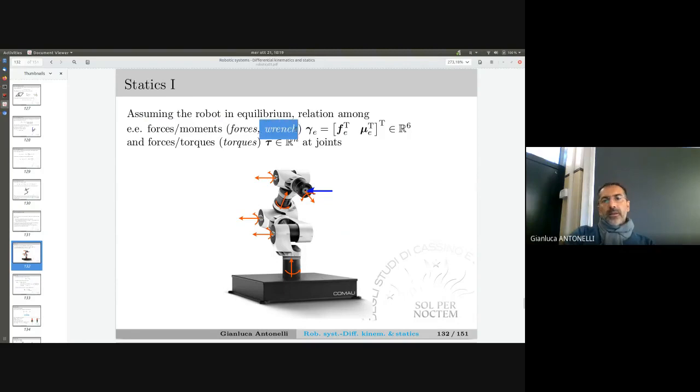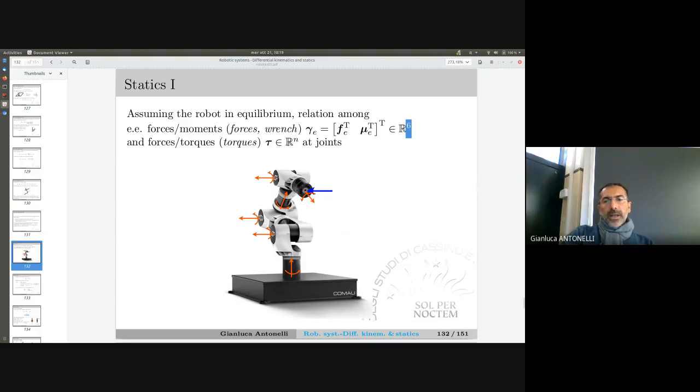In some places, you may also find the term wrench, as several communities use this word to denote the 6x1 vector of forces and moments. Be careful depending on the context of where you are reading the term force moment. This has dimension 6 because it is a physical quantity: a linear force in space has dimension 3, and a moment in space has dimension 3.